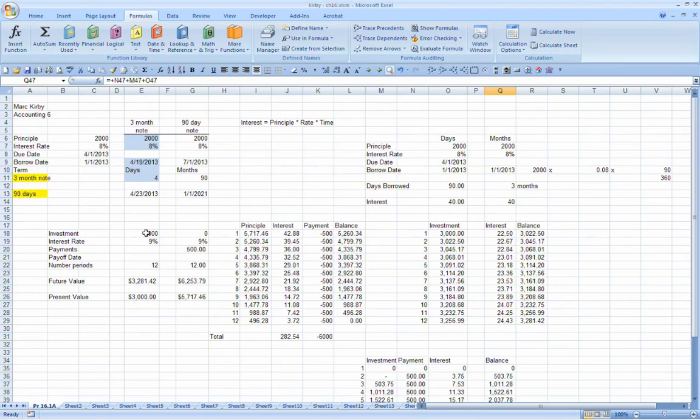You can use the future value, the FV, and the present value, PV functions in Excel to calculate future and present value of both a regular single payment and or an annuity. Okay?